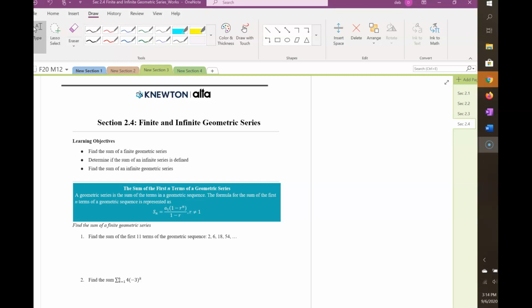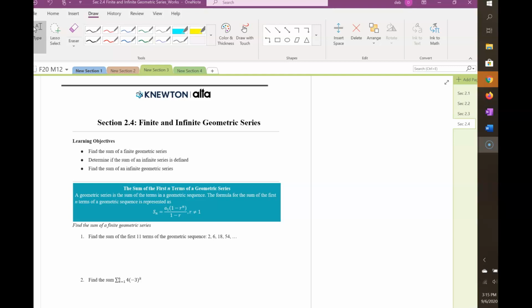So Knewton Section 2.4 is finite and infinite geometric series. When we looked at arithmetic series, recall that we didn't talk about infinite arithmetic series because they never are going to add up to something in particular, because the terms just keep going either larger and larger or smaller and smaller. With geometric series, though, we have two types, finite and infinite.